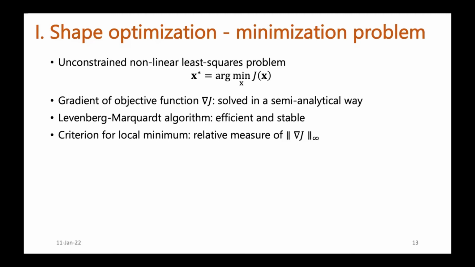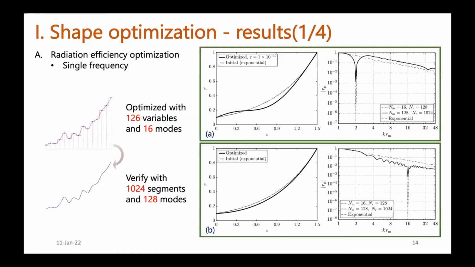Once the optimization stops, we can verify by a criterion for local minimum, that is, the infinite norm of the gradient has decreased several orders of magnitude. And here I give some results. The first case is the radiation efficiency optimization, and the simplest case is to optimize a single frequency.